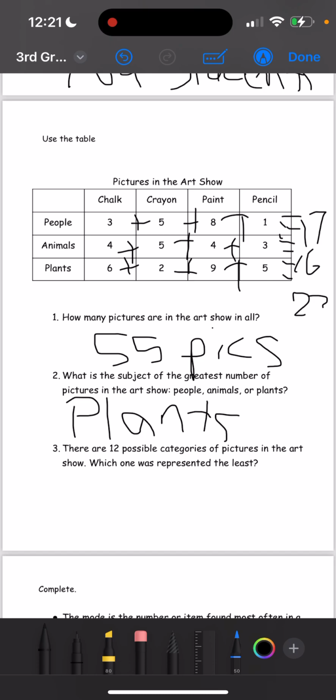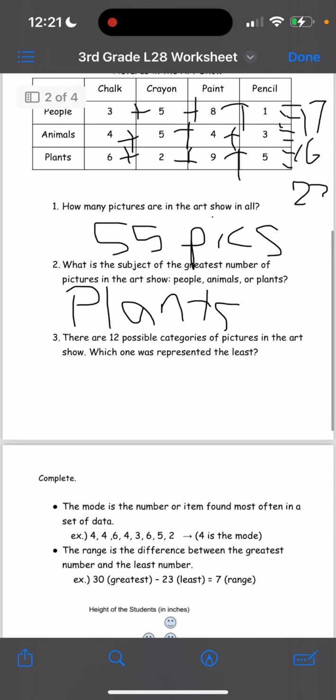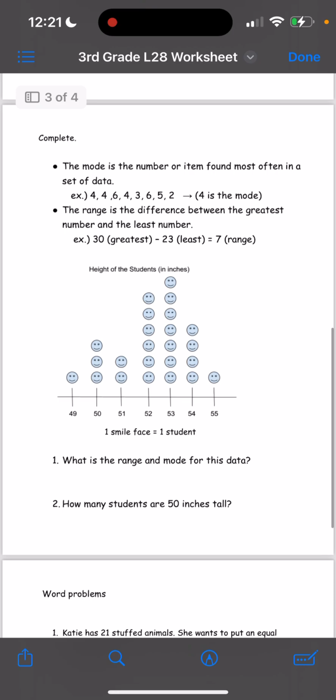Now we'll just move on to page number 3, which shows a data set of numbers. It says the mode is the number or item found most often in the set of data. 4, 4, 6, 4, 3, 6, 5, 2. 4 is the mode. And the range is the difference between the greatest number and the least number.